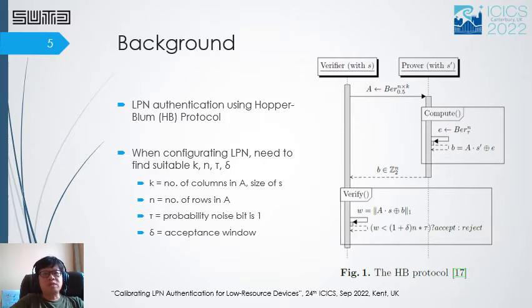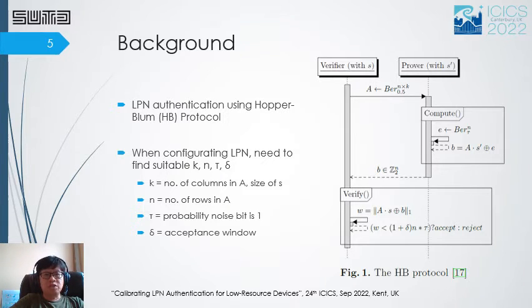The experiments conducted in this research use the Hopper-Blum, or HB, protocol. HB is a challenge response authentication protocol designed over a vanilla LPN crypto system. Even with a simple protocol, you will notice that LPN already has a number of configuration parameters that have to be determined. Both prover and verifier share a secret key. This secret key is a binary vector whose size, or key length k, needs to be determined.